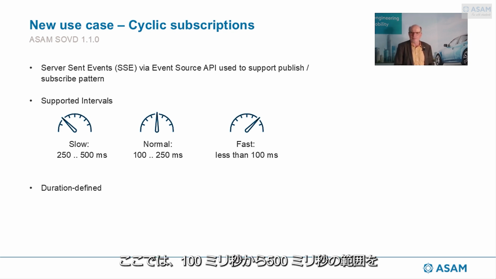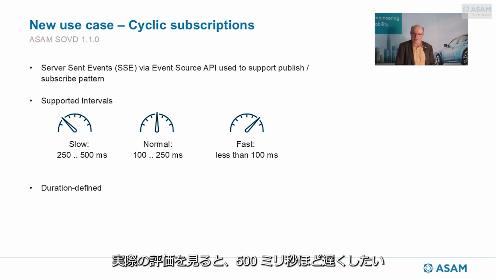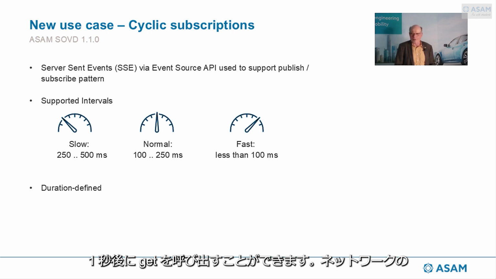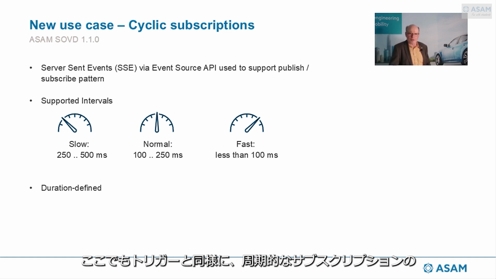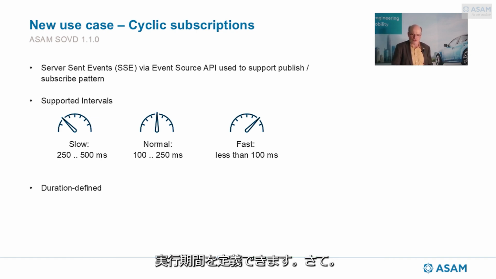And here you see we support ranges between 100 milliseconds and 500 milliseconds, because, according to practical evaluations, if you want it slower than 500 milliseconds, then you can do it like I described: you can call get, and after 1 second you can say get again, because the performance of the network is good enough to do this. And here, same as for the triggers, we can define the duration, how long the cyclic subscription shall run.